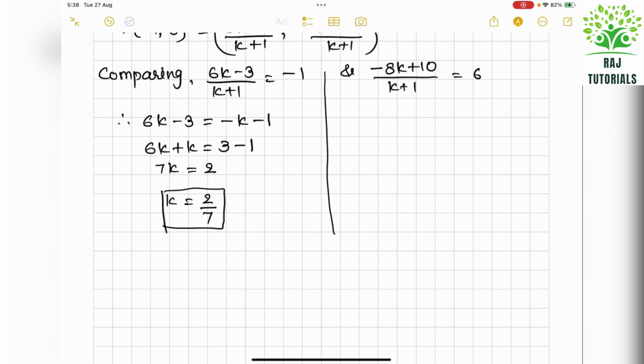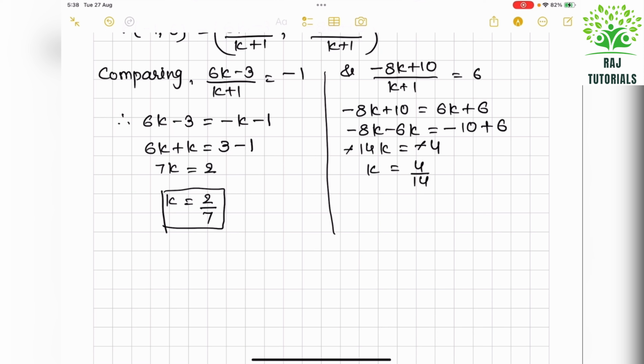Now, same way, minus 8k plus 10 equal to 6k plus 6. So, minus 8k minus 6k equal to minus 10 plus 6. Minus 14k equal to minus 4. So, k equal to 4 by 14. So, k equal to 2 by 7. By solving both the equations, I got the same answer. Therefore, k equal to 2 by 7.